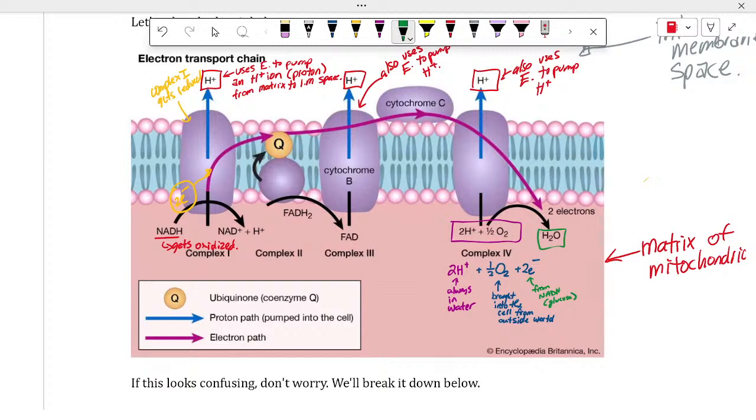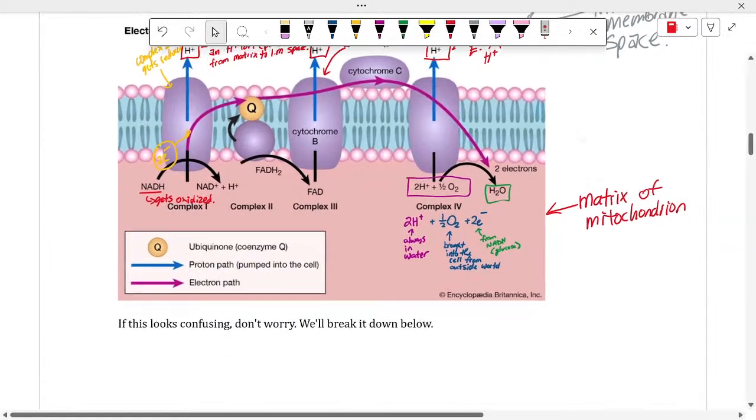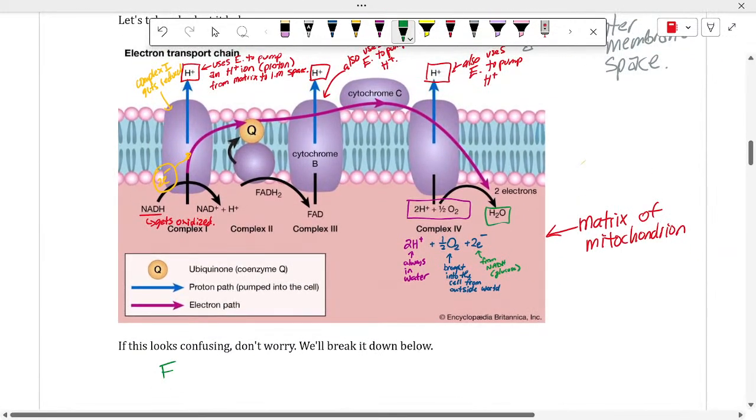As this keeps happening, what's going to happen to the ratio of hydrogen on one side to the other? We're going to get more and more H plus in the, what's this space? Intermembrane space, and we're going to get less and less H plus in the matrix. In fact, if you look here, for each NADH, let's track H plus ions.